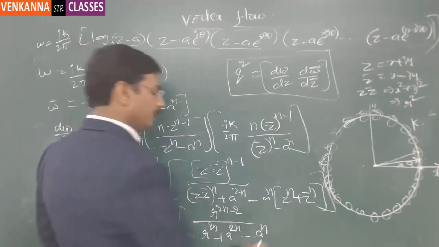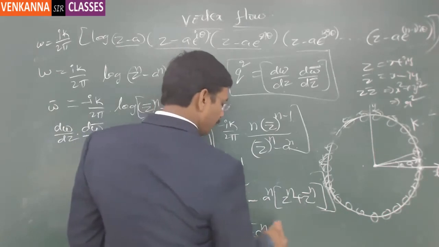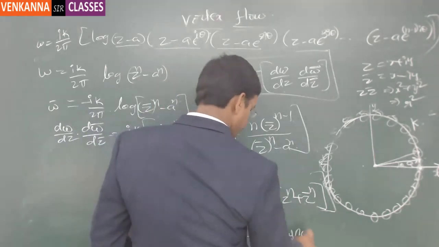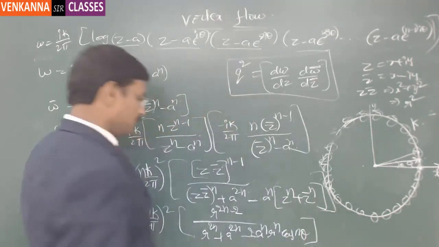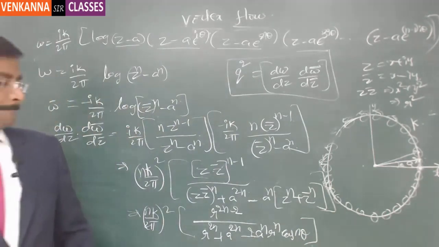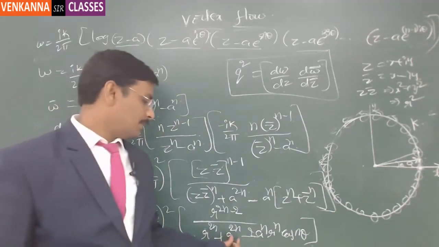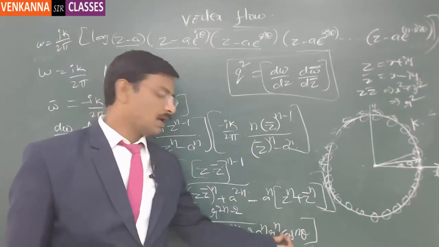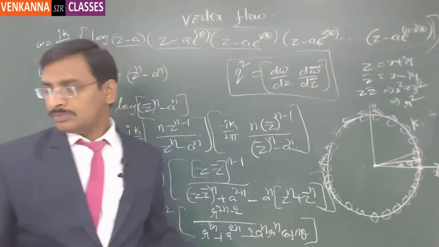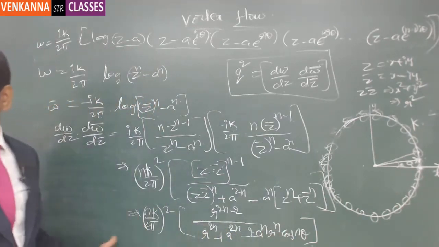So this value will be 2 times r^n cos nθ. This is the value of it. I hope you understood that. So r^(2n) + a^(2n) − 2a^n r^n cos nθ. So this is the velocity square.